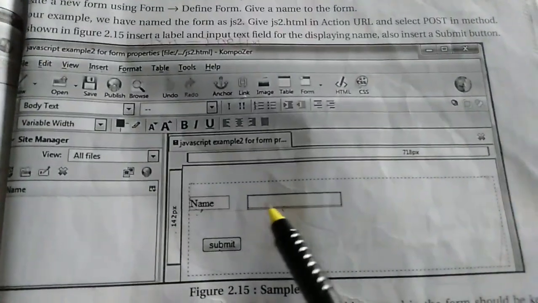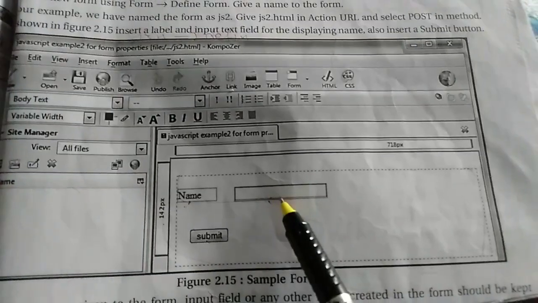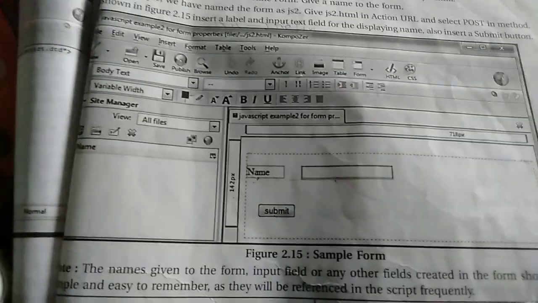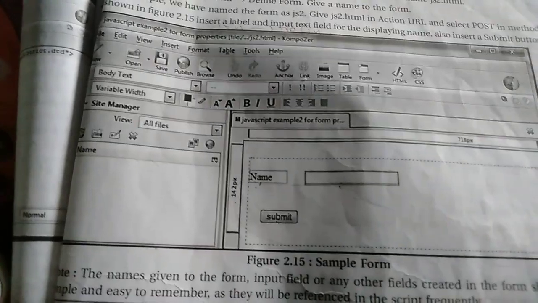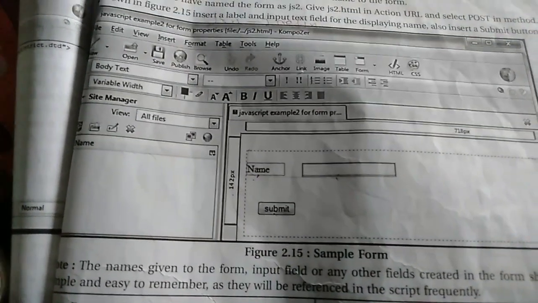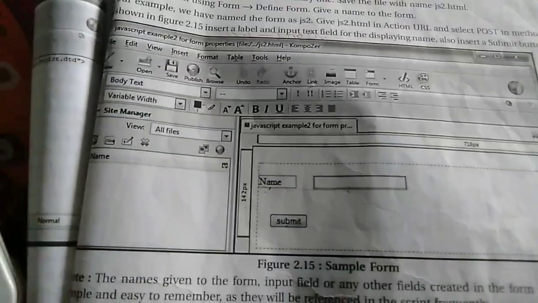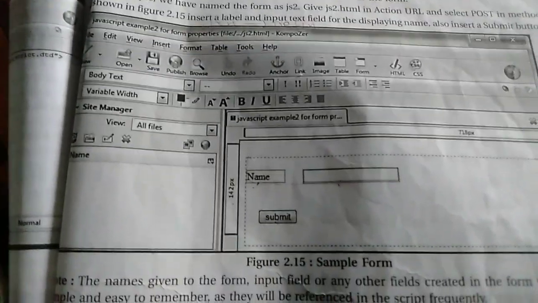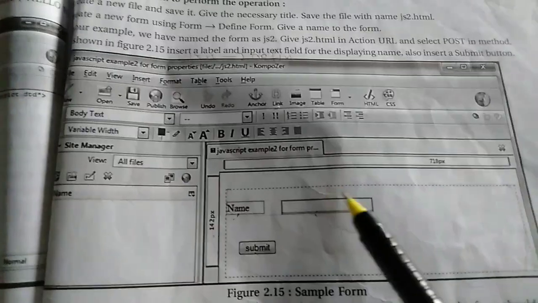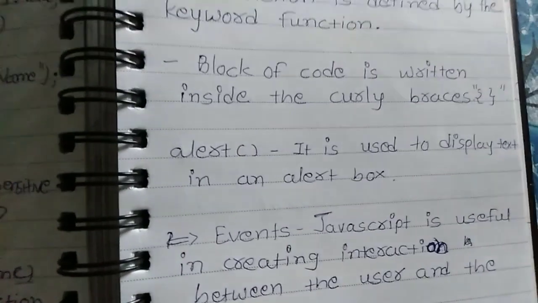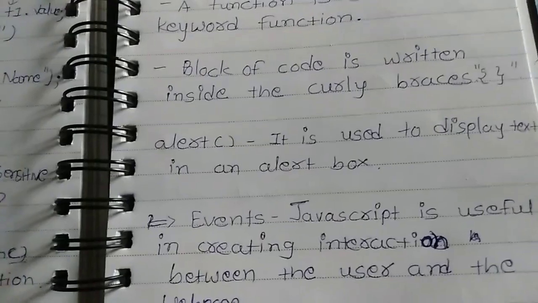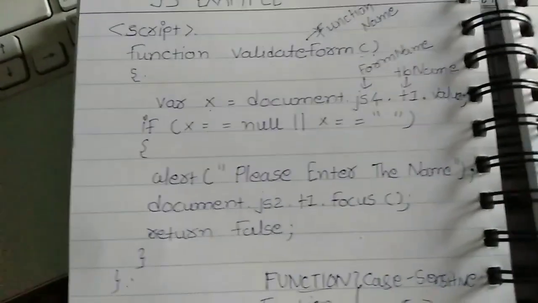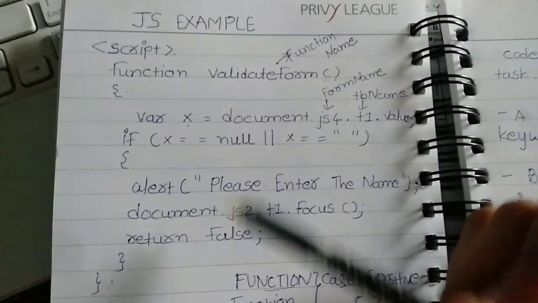Alert means what? Alert means I forgot to write my name and I am applying the submit button. I forgot to write my first name, middle name, last name, my hobby, address, and I am applying the submit button. But all these fields are compulsory. So the alert box is used to alert the user that you have to compulsorily write your name inside your text box. This is our validation for name.